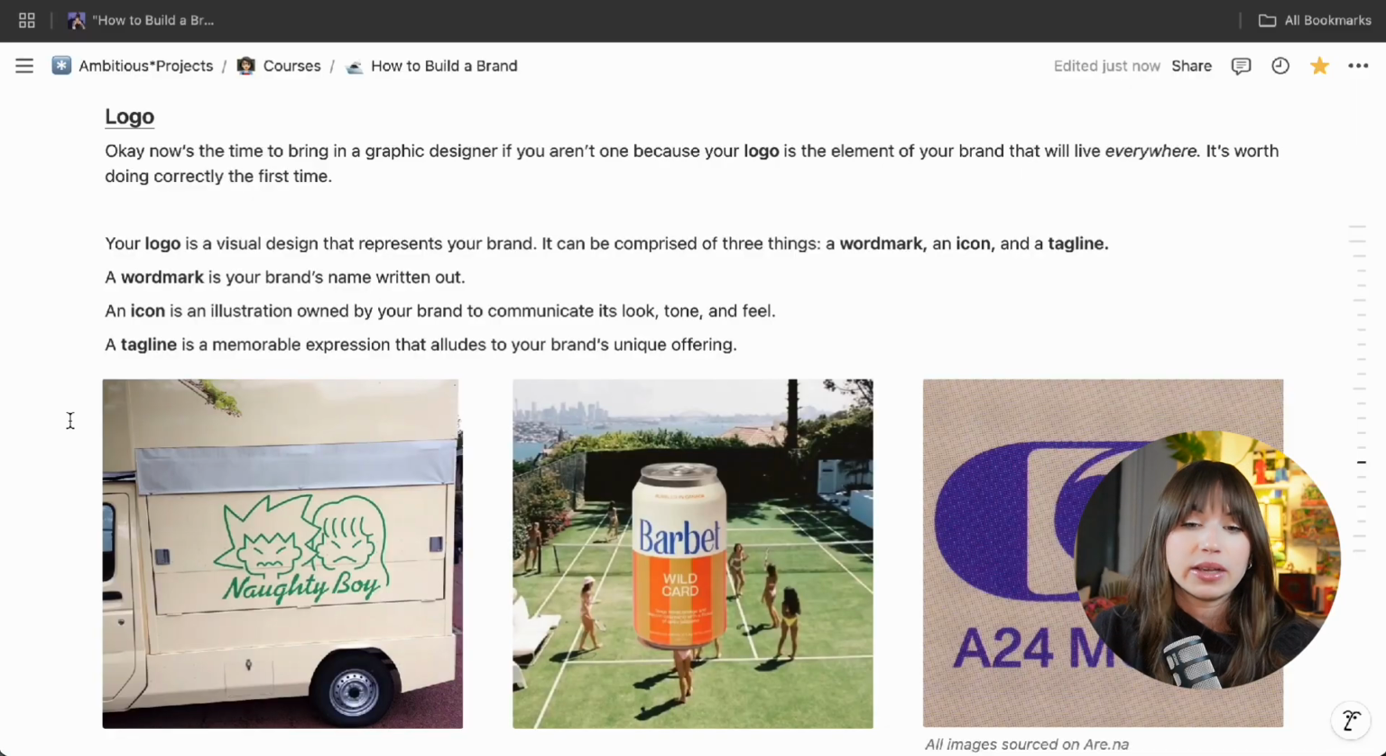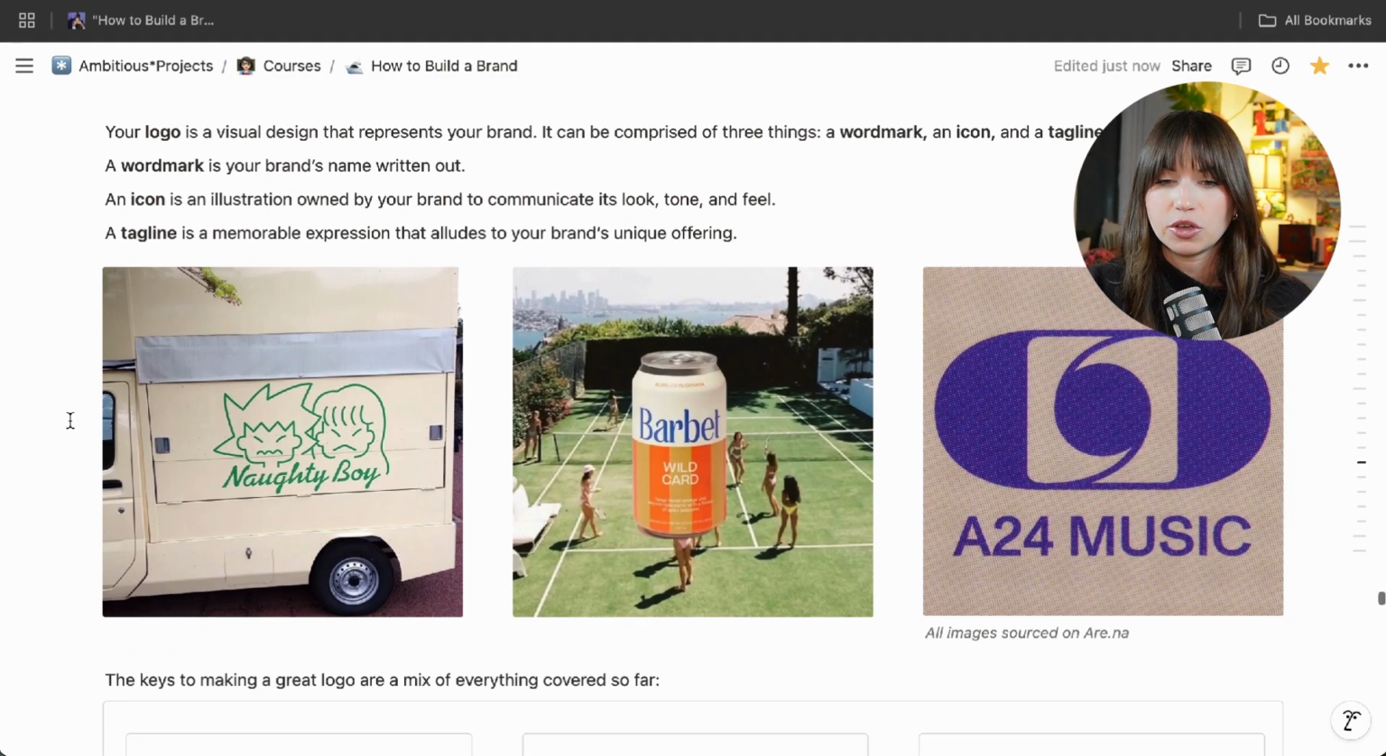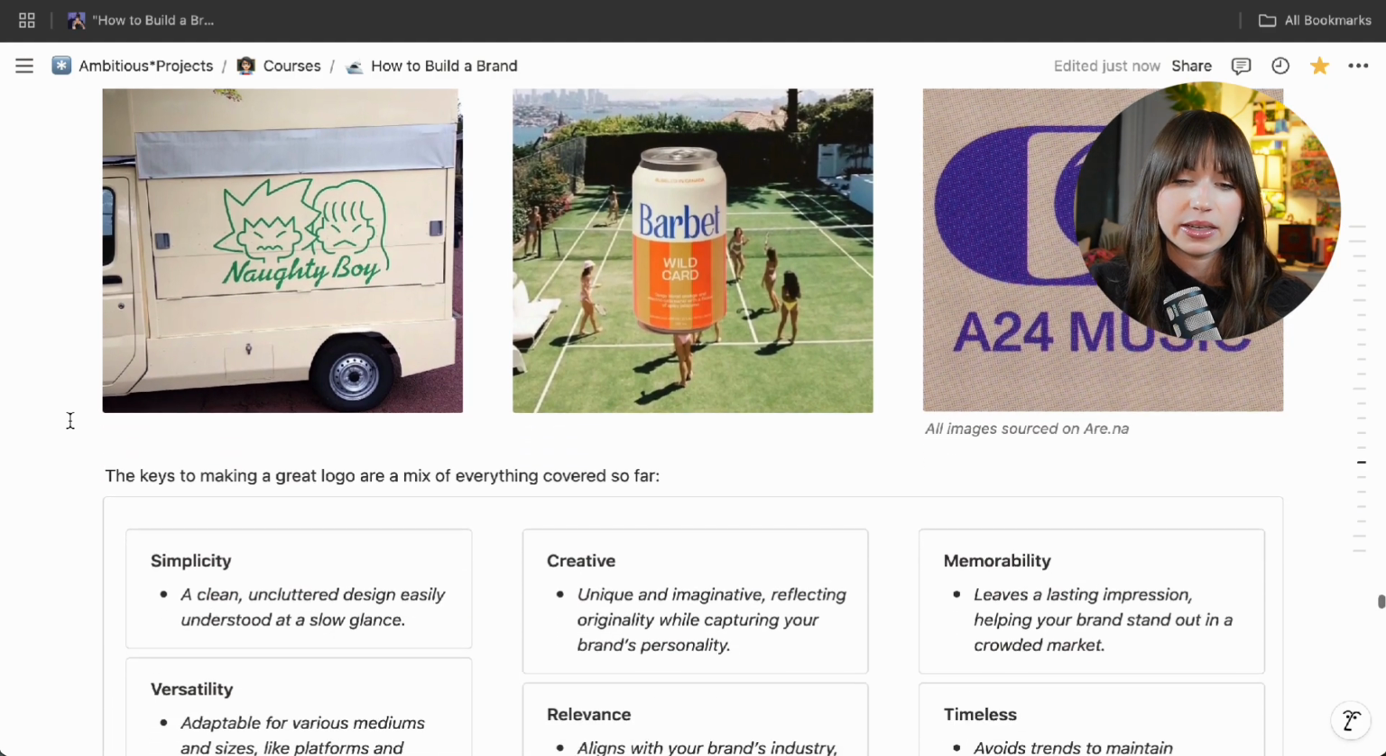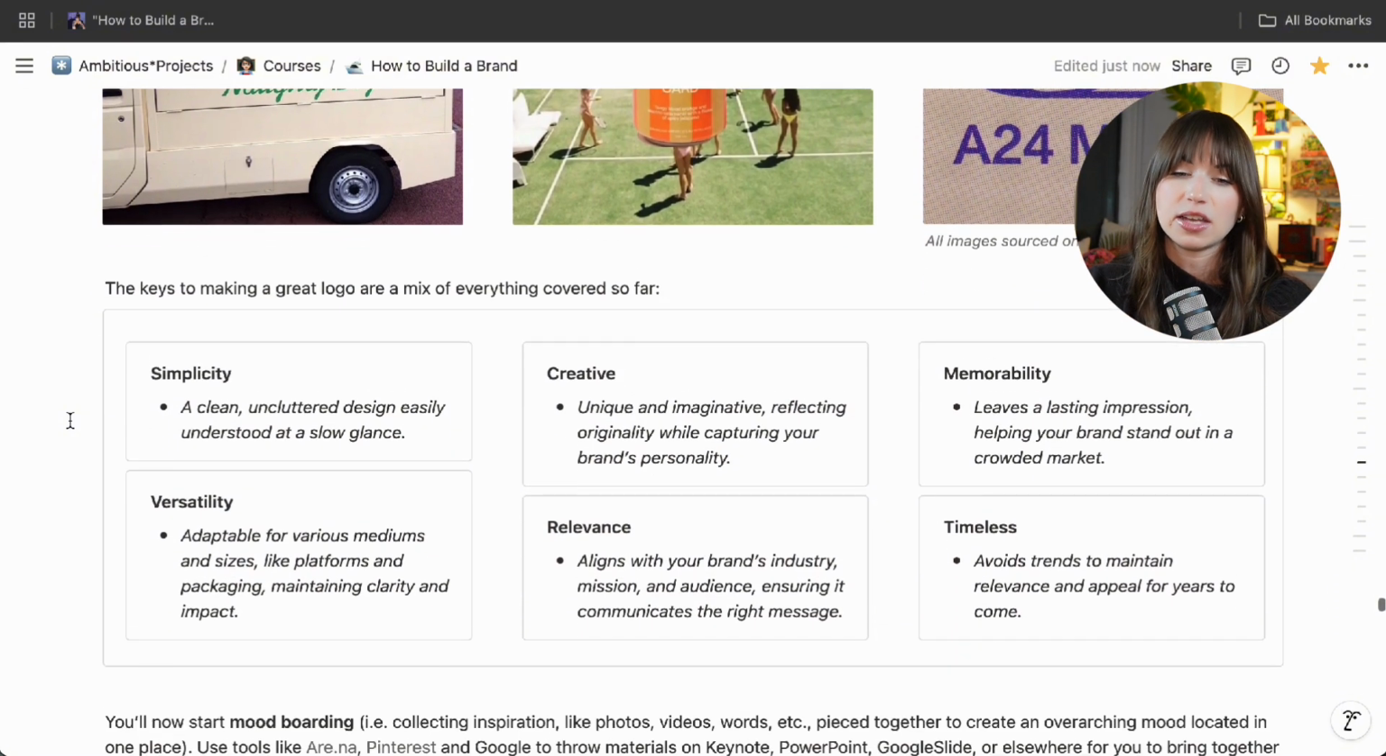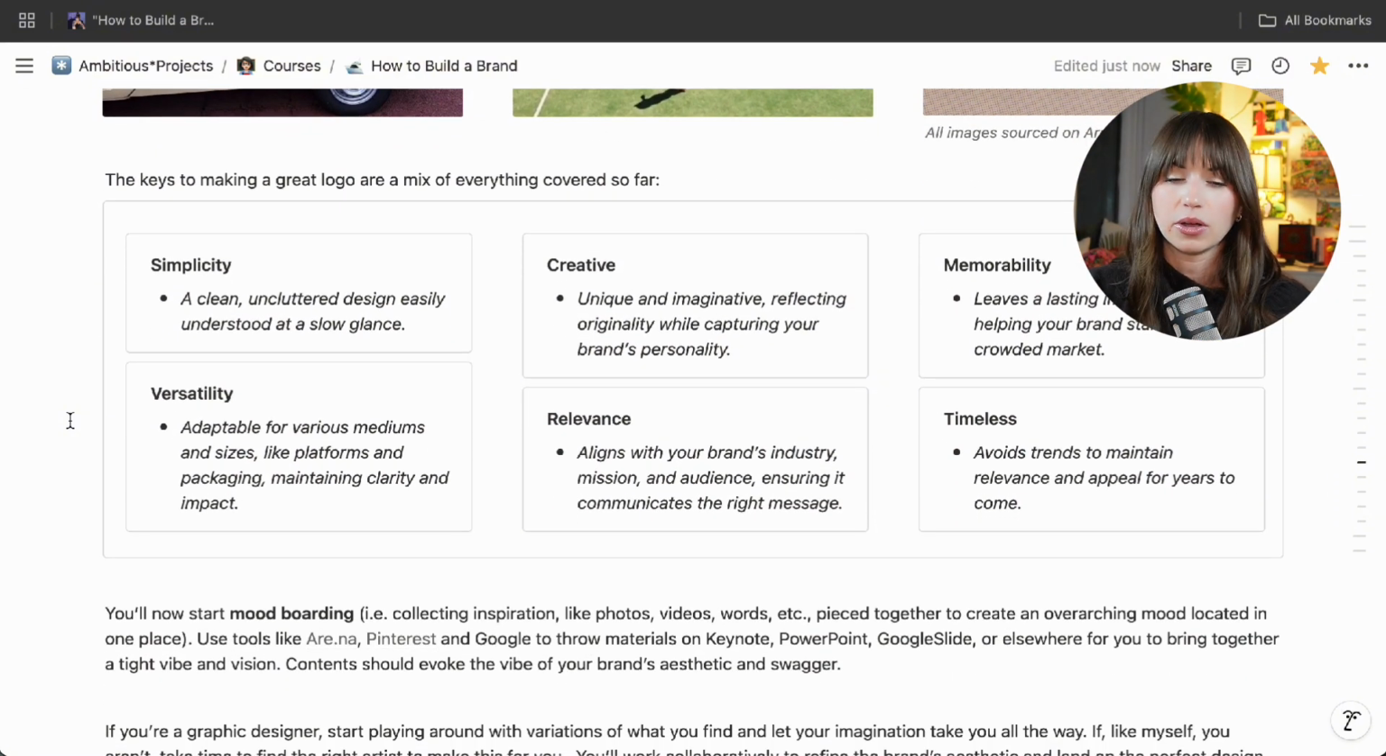It's comprised of 3 things. A word mark, which is your brand name written out, an icon, which is usually an illustration that's owned by your brand to communicate this look, tone, and feel, and a tagline that is this memorable expression that we just workshopped above. Here are some cute little examples that we like, and now we're going into the keys of making a great looking logo. And it's a mix of everything that we've done so far. Simplicity, creativity, memorability, versatility, make it relevant, and make it timeless.